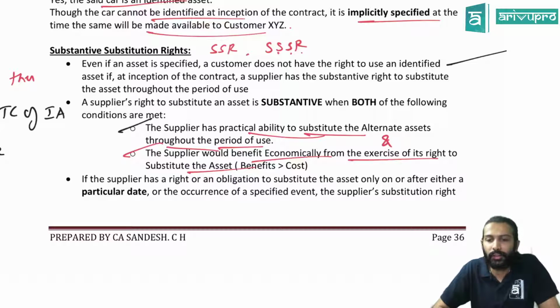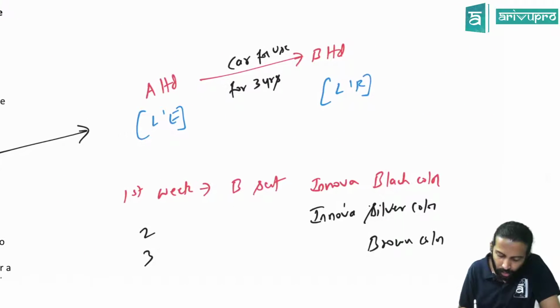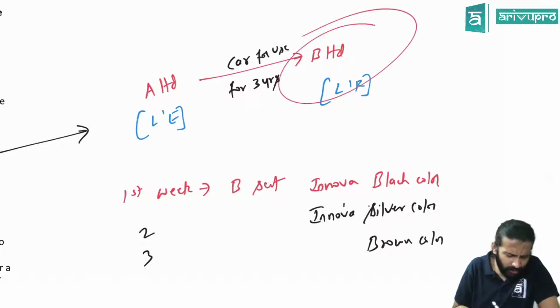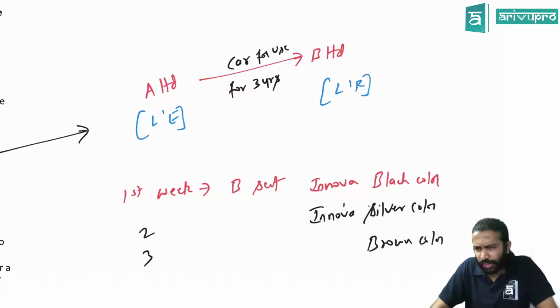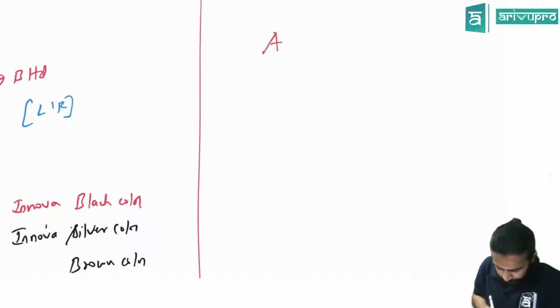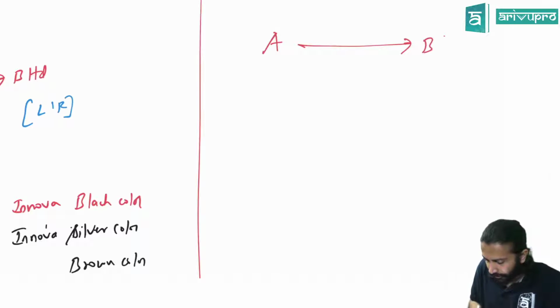That means what? In this contract, A Limited only said: give me an SUV car. That means B Limited can send any SUV car. It doesn't matter, because he will still be honoring the terms of the contract. Yes? Okay, now just check. I'll modify this example. A Limited approached B Limited and said, give me an SUV car.